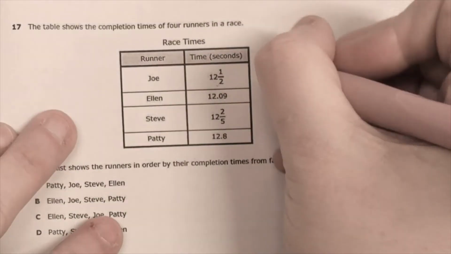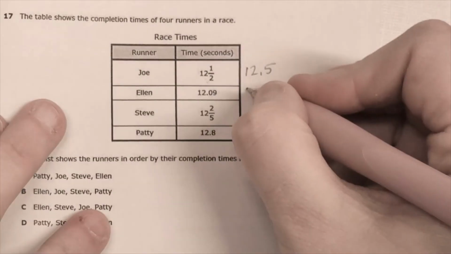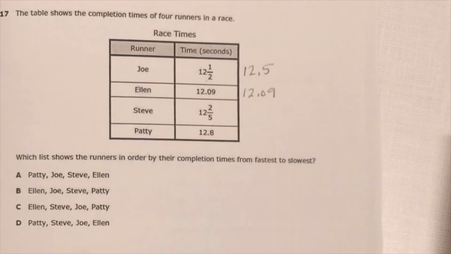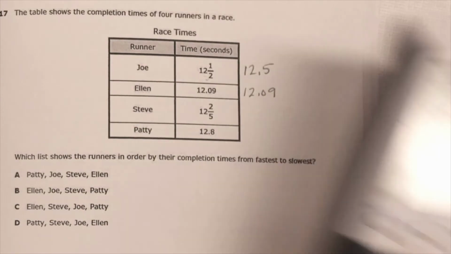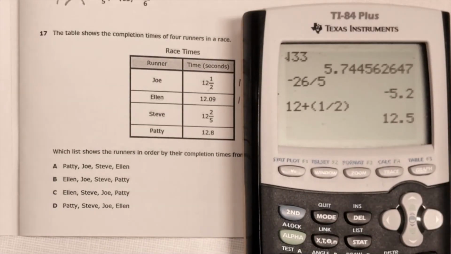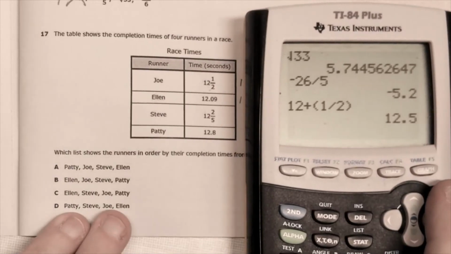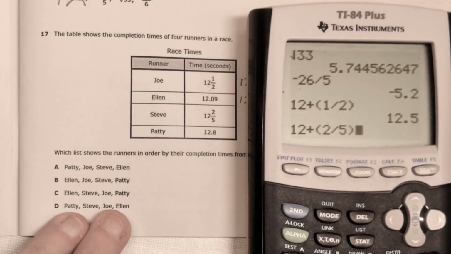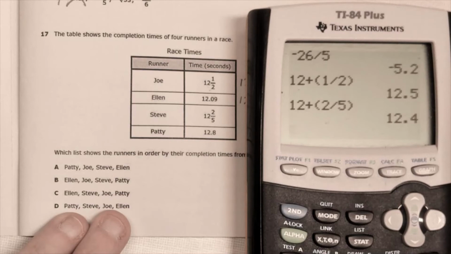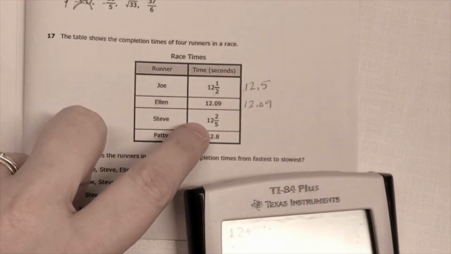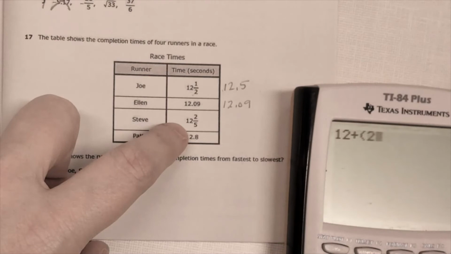12.5. This one is 12.09. What would you put in for this one? Why don't you guys see if you can tell me what the decimal form of that one is? And I'll put this up so you have an example of how I did it. No, that's not it. Did you get 12.4? Remember, you're doing 12 plus, because the whole number part is 12, and then we're doing and 2/5 now, right? So I'm going to do in parentheses 2 divided by 5, and I get 12.4.